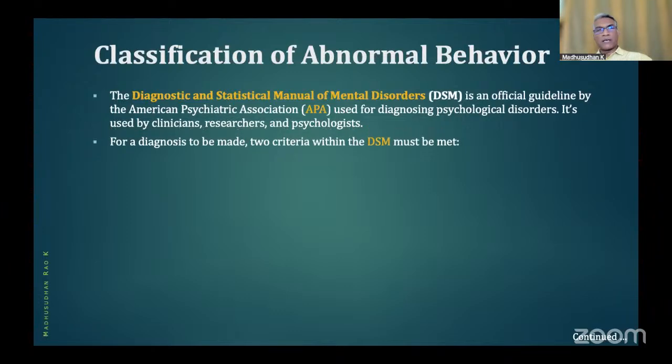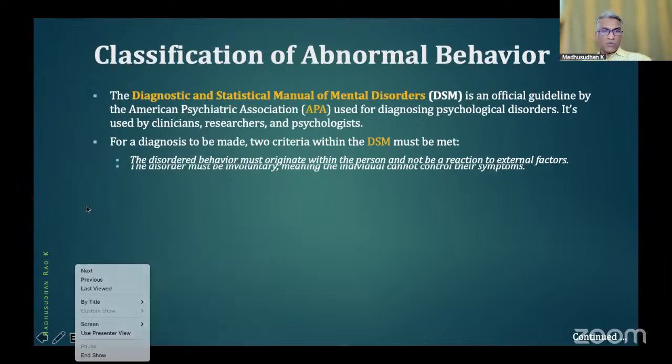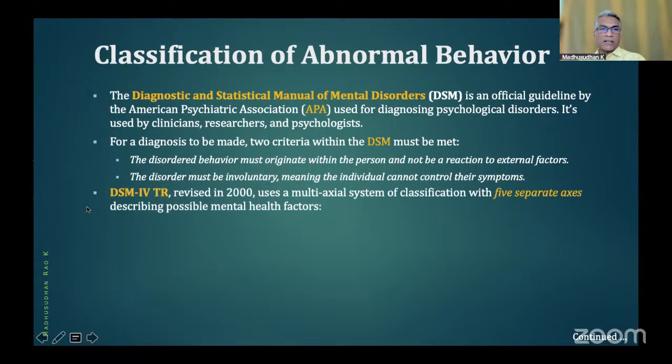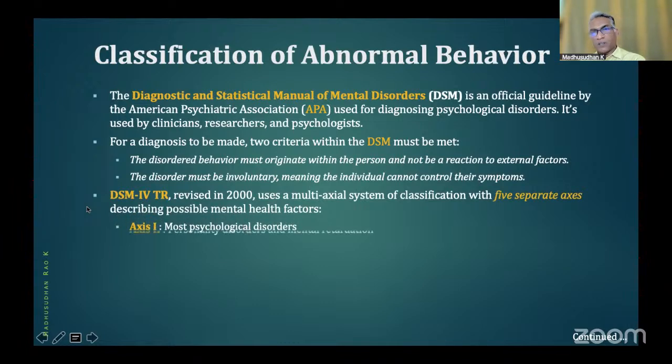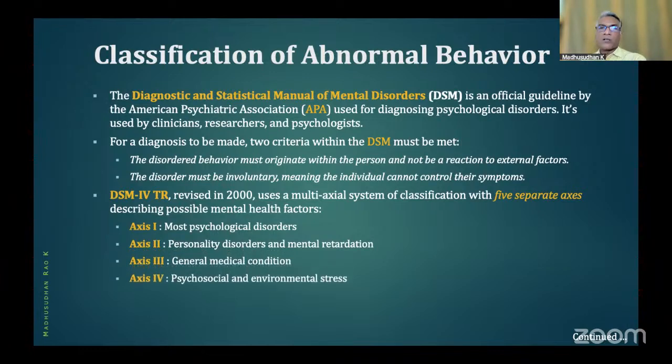Classification of abnormal behavior. Now we come to the classifications. Classifications are done by using what? DSM, that is the Diagnostic and Statistical Manual of Mental Disorders, is the official guideline by the American Psychiatric Association used for diagnosing psychological disorders. It is used by clinicians, researchers, and psychologists. For a diagnosis to be made, two criteria within the DSM must be met. As I said, based on one, you can't assess anybody. At least two criteria.